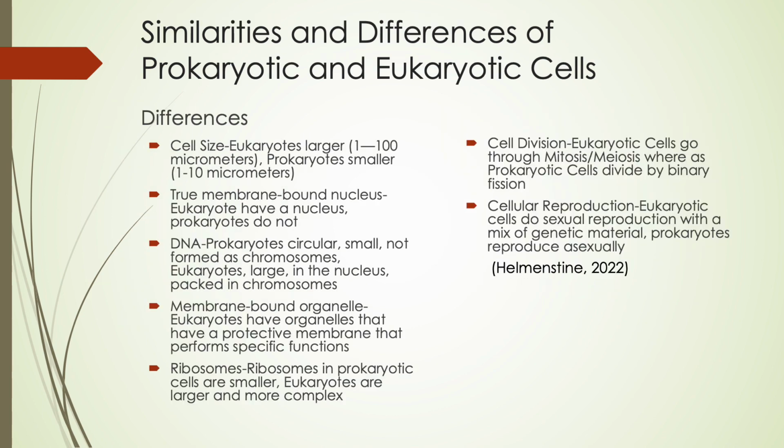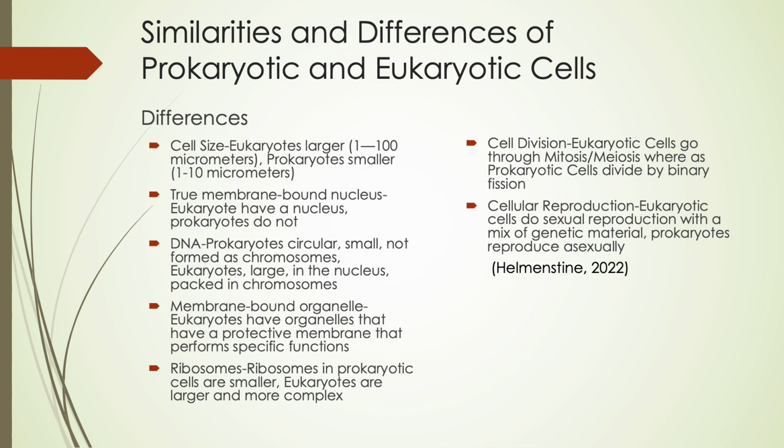Some of the differences between the two cells are in the size of the cell. Eukaryotic cells are larger, where they can be 1 to 100 micrometers, whereas prokaryotic cells are smaller. They range from 1 to 10 micrometers. In eukaryotic cells, which is their distinguishing characteristic, they have membrane-bound organelles and a nucleus. Prokaryotic cells do not have membrane-bound organelles and do not have a nucleus.